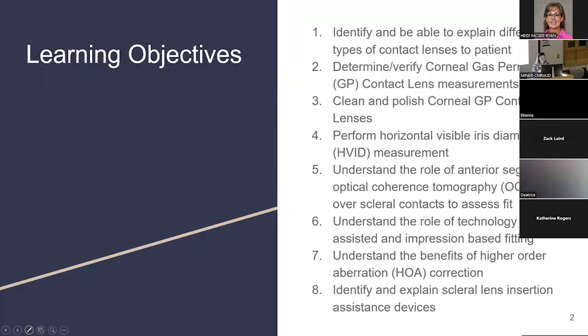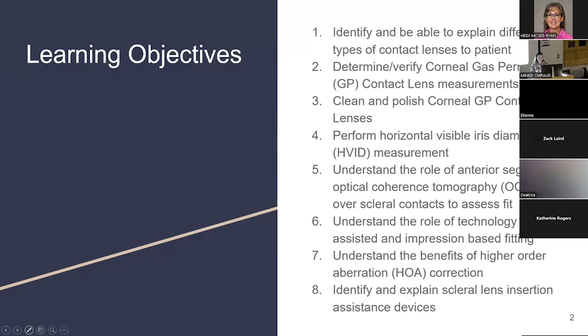And then we'll move on to some beyond the basic knowledge, just things that I think it's helpful for y'all to know to educate patients on. So my goal with you leaving today's presentation is to be able to identify and explain different types of contact lenses to patients, be able to determine/verify corneal gas permeable lenses. When I say corneal GP lenses, I'm referring to a gas permeable lens. I also may slip up and just say a GP lens. I'm referring to a corneal lens when I do that. I'll try not to, but bad habit there.